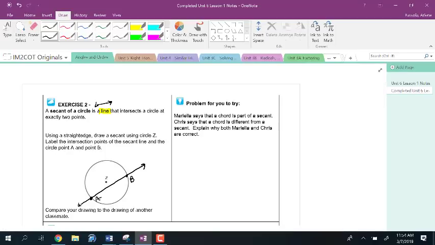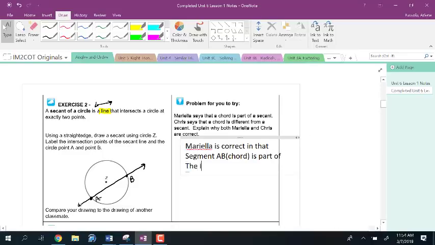Then we have someone looking at our problem here. Mariella says that the chord of a circle is part of a secant. Chris says that a chord is different from a secant. Explain why they're both correct. Well, I would say Mariella is correct in that segment AB, which is a chord of our circle, is part of the line AB.